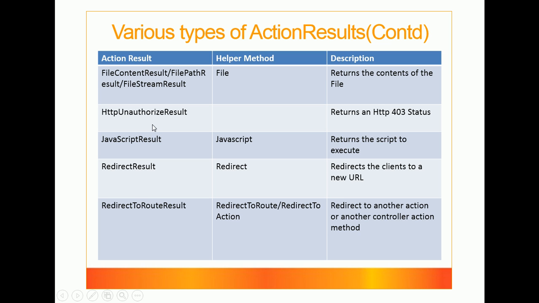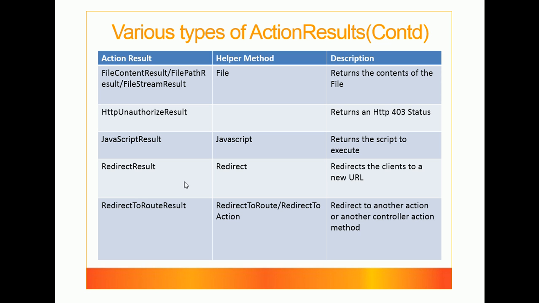And the next type of action result is HTTP unauthorized result. If we want to return an HTTP 403 status, then we can use HTTP unauthorized result. And JavaScript result. In this JavaScript result, if you want to return any scripts from the controller, then we can use JavaScript result. And now we shall see the next type of action result, redirect result.